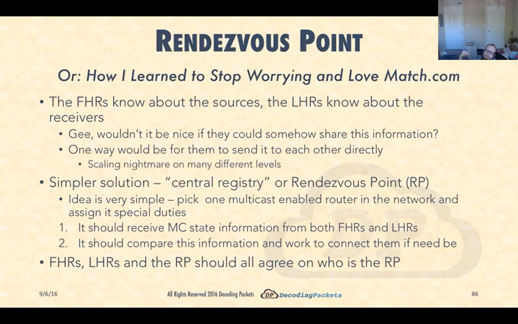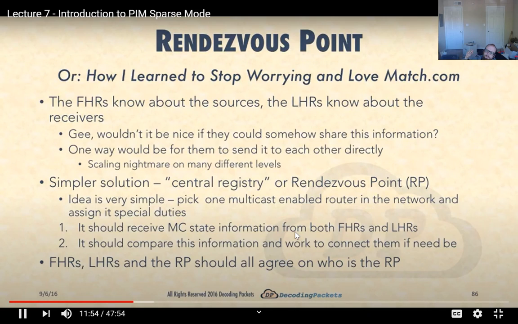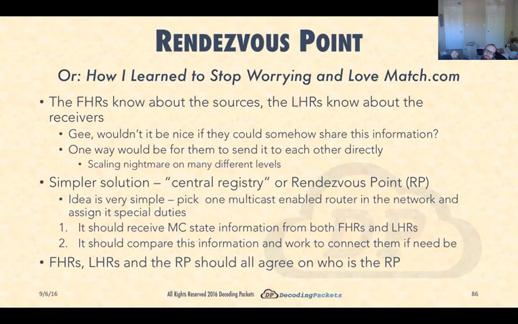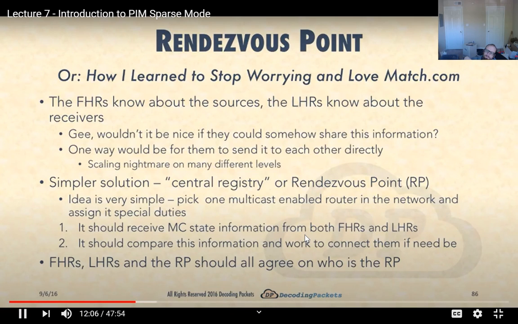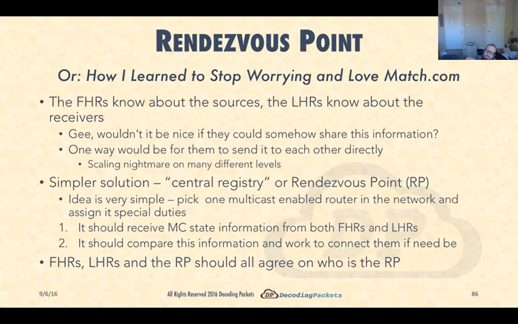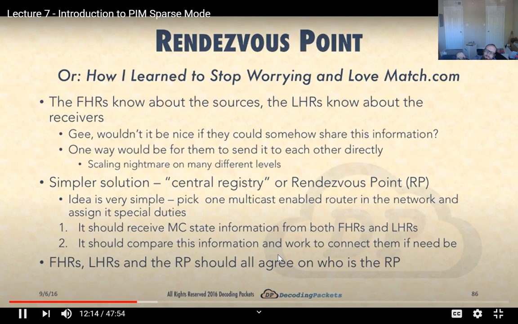Number one, it should be able to receive multicast data information from both the FHRs and the LHRs. So all the FHRs and LHRs should be able to send the information that they just gathered from the initial signal, and the RP should be able to accept and process this. Why does it process this? Because it compares these pieces of information from the FHR and the LHR, and connects those FHRs and LHRs if need be. And why would they need to be connected? Well, very simple. The FHR has information about a group G that the LHR needs to stream from, the star comma G. So if those two pieces of information match, then the FHR needs to connect to the LHR, and the RP should proceed.